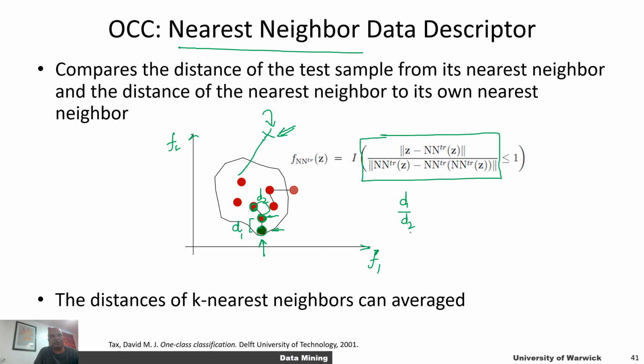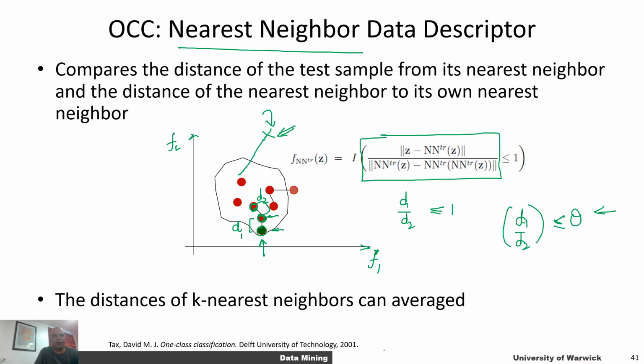So you take a ratio of d1 to d2, and if this ratio is less than 1, you say that this green example, which was given at test time, belongs to the target class, and if it doesn't, then you say that it does not belong to that target class. So you can threshold this ratio, d1 over d2, whether it's less than or equal to a certain threshold, and you can control how much sensitivity you want by changing this threshold. So it's a very simple rule.